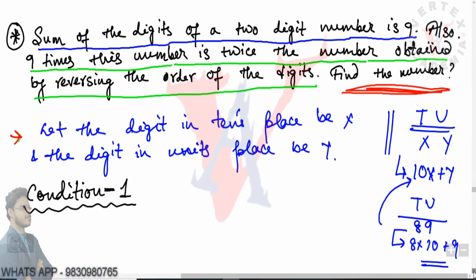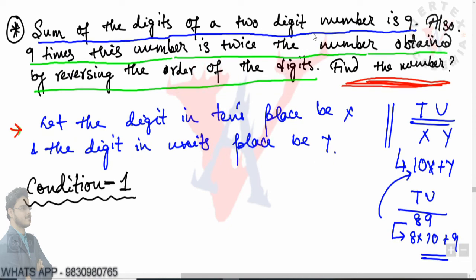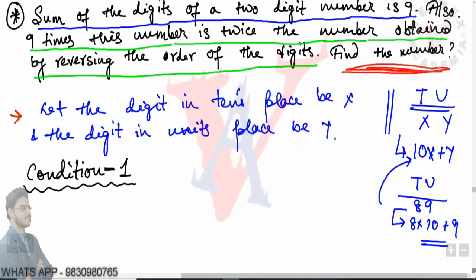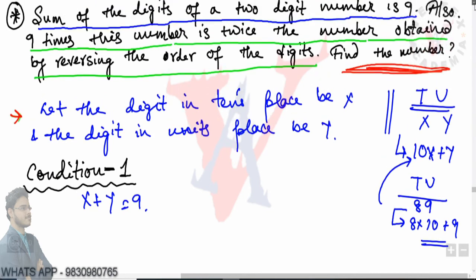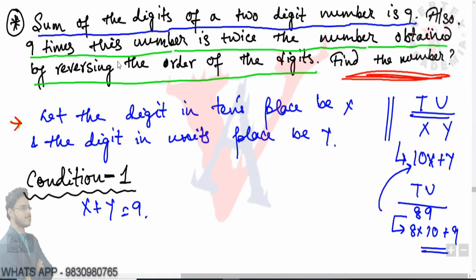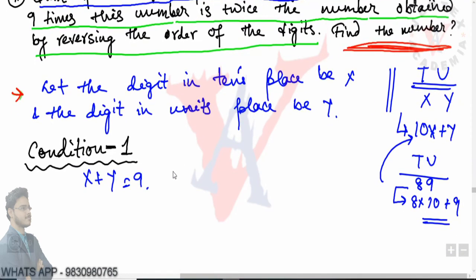So condition 1 is that the sum of the digits of a 2-digit number is 9. So basically when the sum of the digits is 9, we can say that x plus y equals 9. Sum of the digits is 9, and what is the second statement? 9 times this number. So let us write it. So this is the first equation.